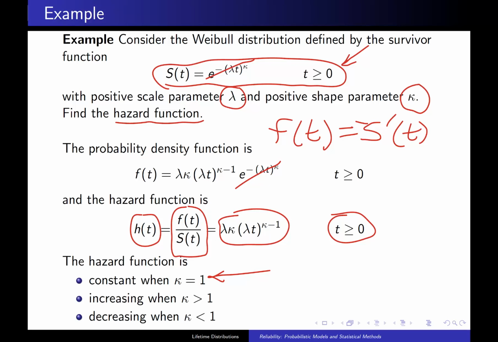So it reduces to a constant hazard function when kappa equals 1. Second case, this will be an increasing function when kappa is greater than 1. You'll see a picture of that on the next page. And then finally, this is decreasing when kappa is less than 1. So this is why the Weibull distribution is so popular. The hazard function has 3 different shapes that it can take on, and that makes it a very flexible lifetime distribution.